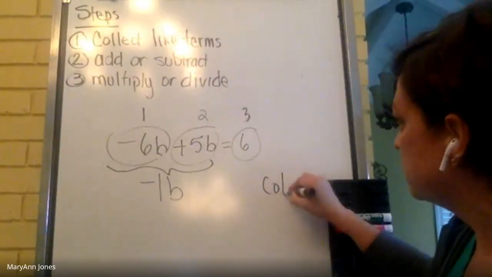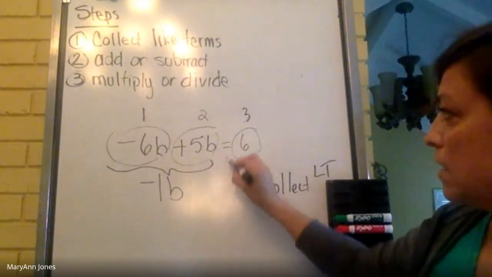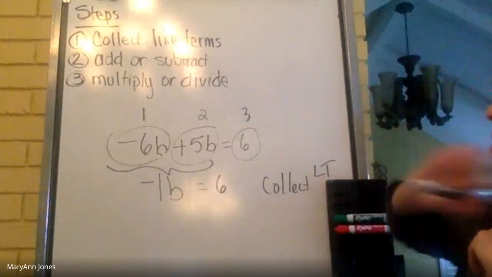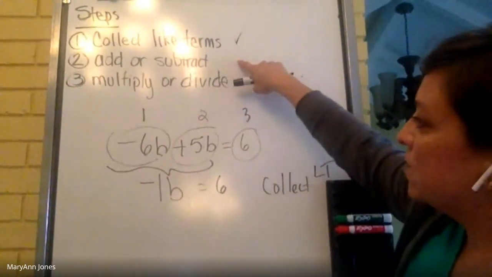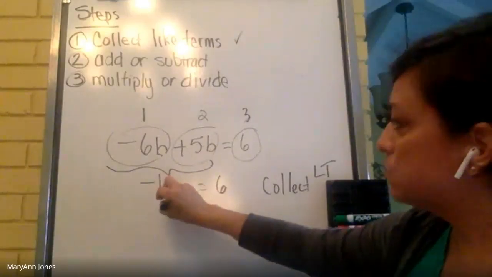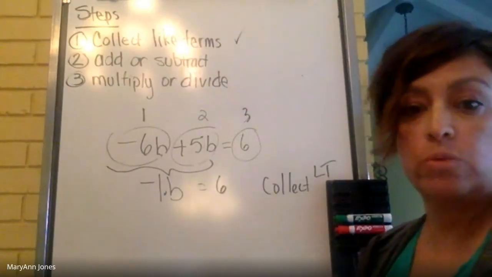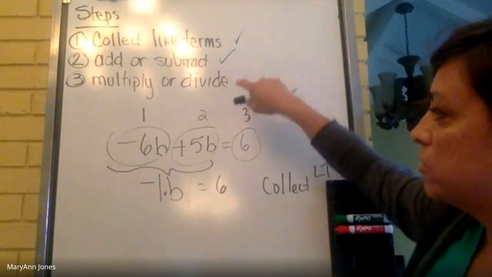So negative 1b. We collected like terms. And then we haven't touched this equals 6 yet. Okay, so we've done this part. We've collected like terms. Now, is there anything to add or subtract? This says negative 1 times b equals 6. So there's nothing to add or subtract because I never said minus or plus, right? So we don't have to do this step. Okay, so we're down to the last step, multiply or divide.